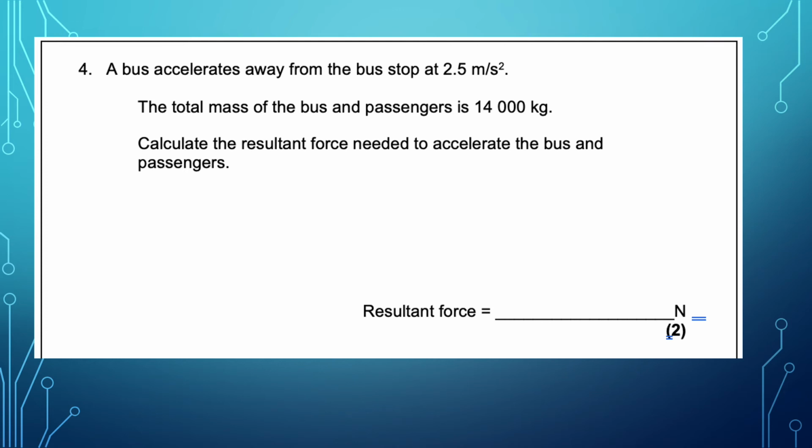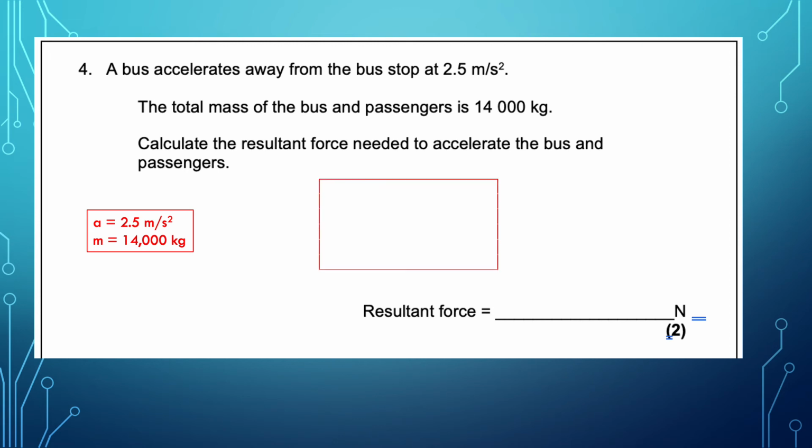All right, number 4. A bus accelerates away from a bus stop at 2.5 meters per second squared. The total mass of the bus and the passengers is 14,000 kilograms. Calculate the resultant force needed to accelerate the bus and the passengers. So there's a couple things given to you: the acceleration and the mass. Whether you wrote it down or highlighted it, I don't really care, as long as you understand that's what you're working with.